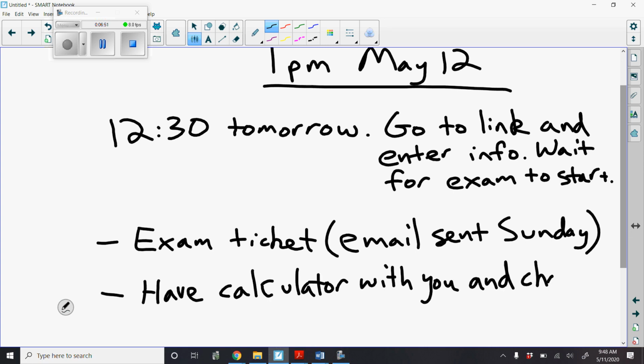And make sure it's charged. So if you have the type of calculator that needs to plug in to charge, make sure you plug it in. Make sure you're on radians, right? If you need to. I don't think there'll be any problems that require a calculator, but have it with you just in case.